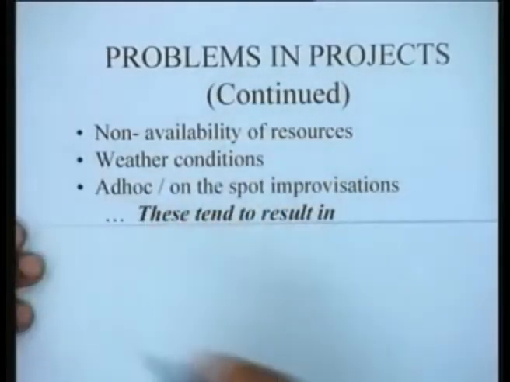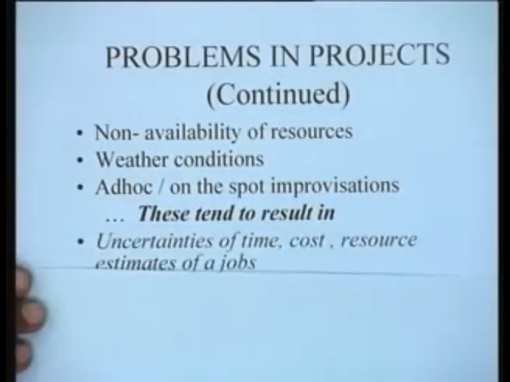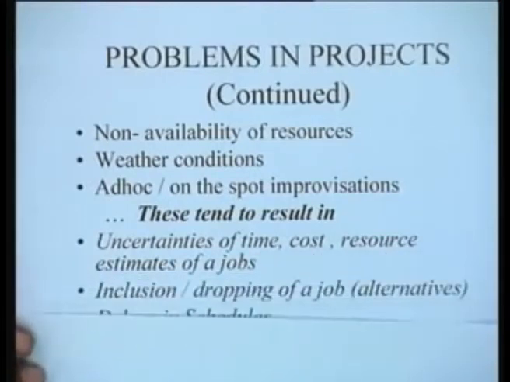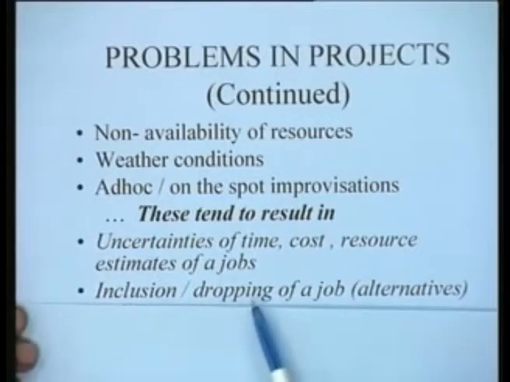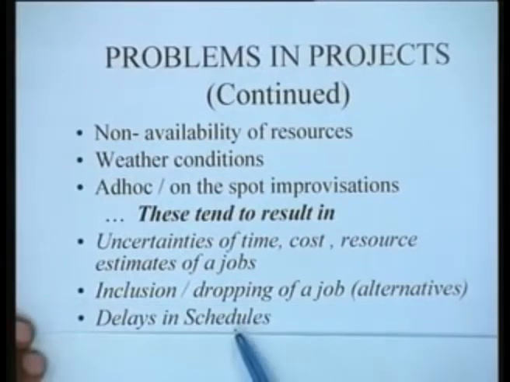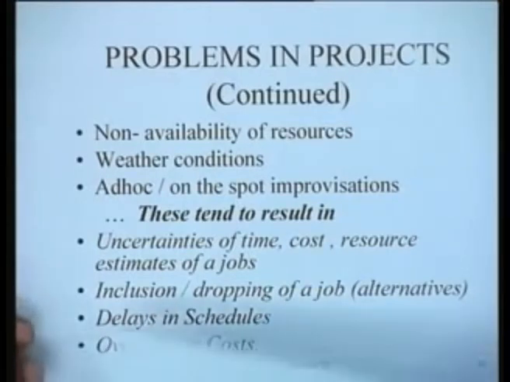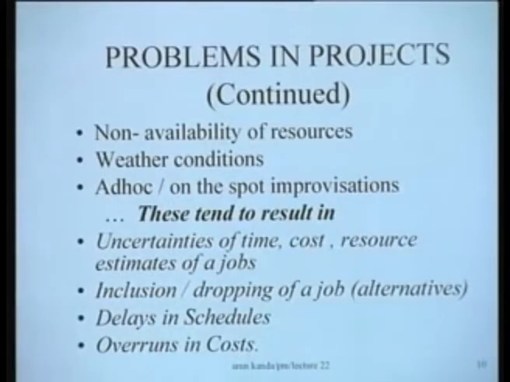All these problems that we just talked about, incidentally, tend to result in uncertainties of time, cost, and the resource estimates of jobs. They can result even in inclusion or dropping of a job when there are alternatives available. They can result in delays in schedules, and they can result in overruns in costs. So, really speaking, the various problems, which are actually multidimensional as far as a project manager is concerned, tend to create complications and in fact delay the project, resulting in both cost overruns and time overruns.